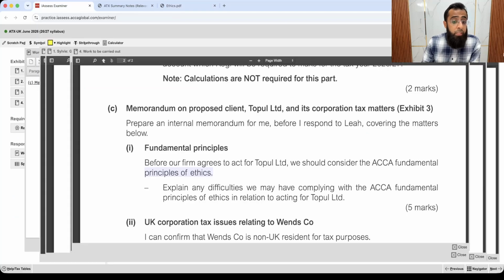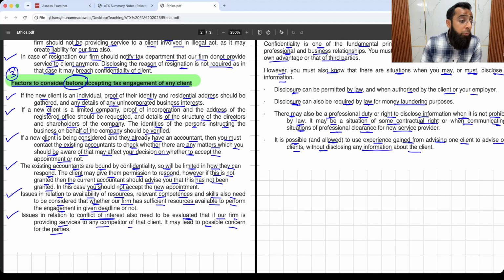So what he's asking, explain any difficulties we may have faced. Okay, Topul Limited is our new client, but we already provide services to its shareholders. If I'm providing services to the shareholder and the company, both of them, maybe there are conflict of interest situations. Maybe there can be problems of confidentiality.